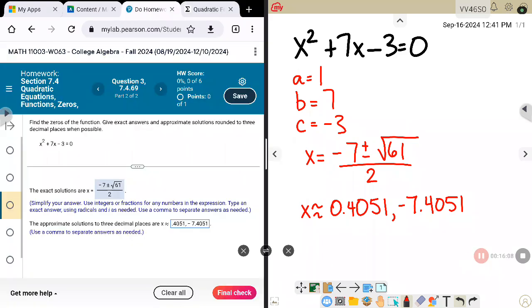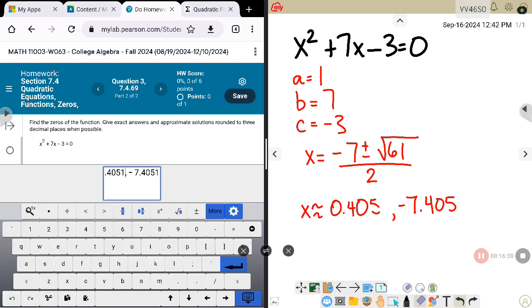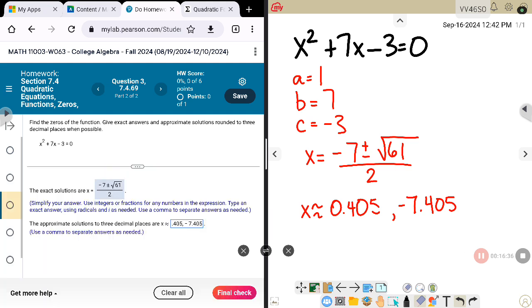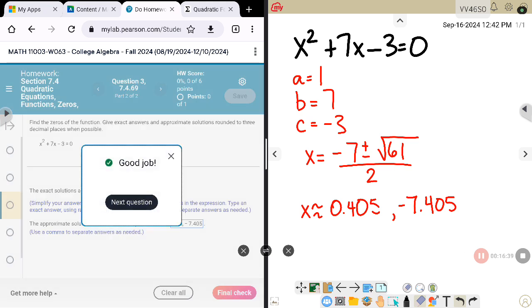Maybe it would help if I read directions. The approximate solutions to 3 decimal places. So I need to rethink what I'm doing here, and I need to take off that last one. So 0.405 and negative 0.405. It helps to read instructions. Good thing we have 3 chances to type in our answer. So that is how you would type these in, and make sure you read the directions and you're only going to 3 decimal places.